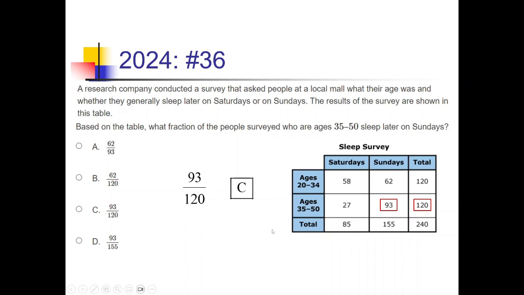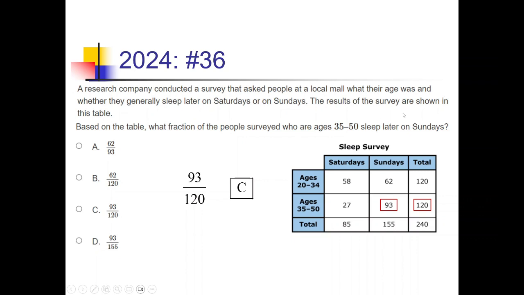Now just to explore this a little bit, in case you're still skeptical, the only other answer choice with the 93 in the numerator was choice D, and that would have been out of 155. This would have been asking the question, what fraction of people who sleep later on Sundays are of the age 35 to 50? I know it sounds kind of the same, but it is a little bit different.